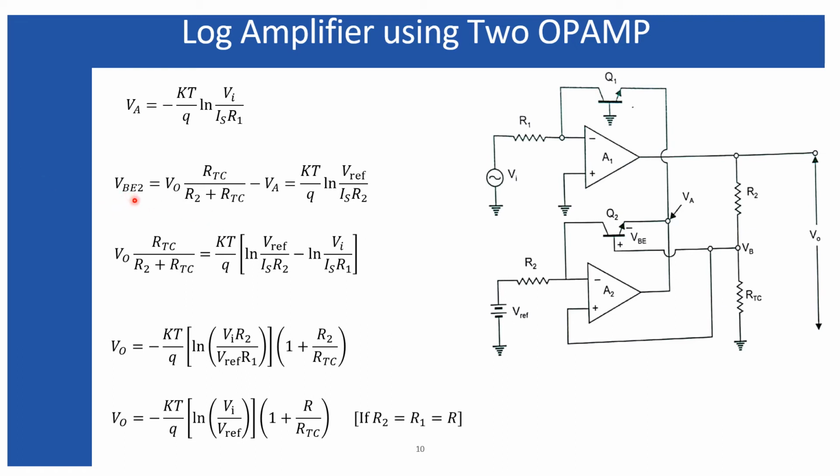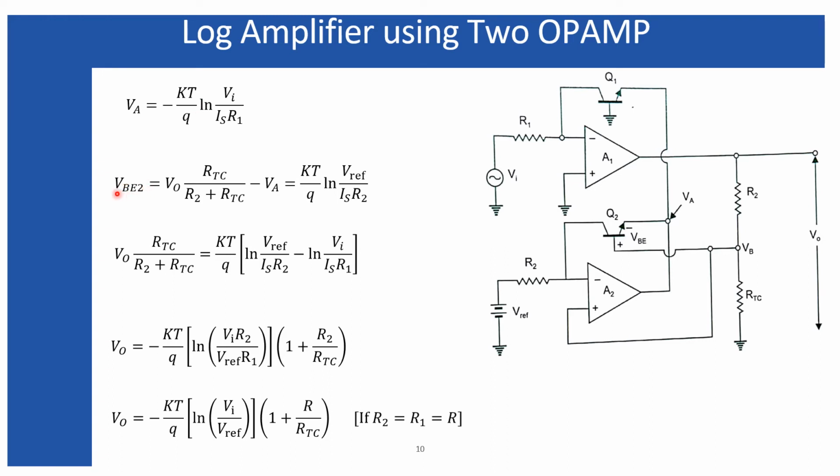Next, this VBE2 is basically the VBE of the transistor Q2. Now the base potential is the potential across this RTC. So the fraction of the output voltage appearing across the RTC is the base voltage, and Va, which I have already derived, is the potential appearing at the emitter of the transistor Q2. So therefore VBE2 can easily be obtained as shown over here: V0 times RTC divided by R2 plus RTC, using the voltage divider rule, minus this Va that I have already obtained.